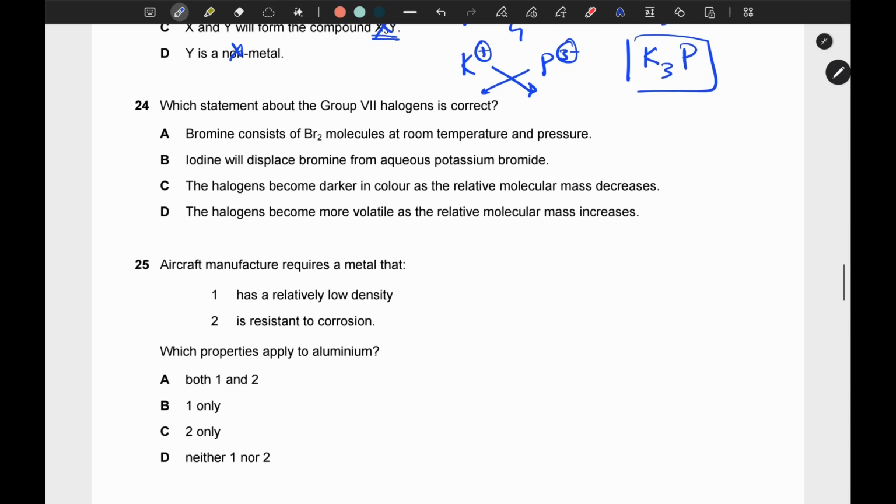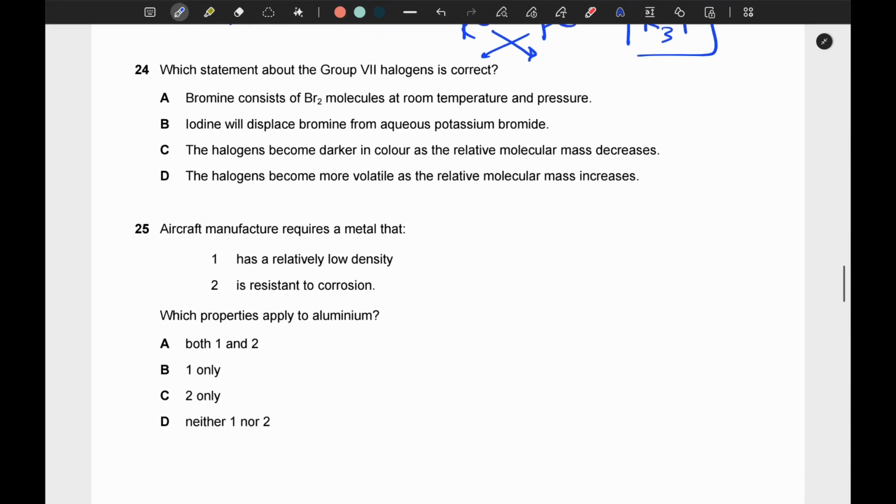Moving on to question 24. Which statement about group 7 halogens is correct? Bromine consists of Br2 molecules at room temperature and pressure. This is fine, so it's probably the answer. Let's look at our alternate options. Iodine will displace bromine. This is wrong because iodine is less reactive, so it won't displace bromine.